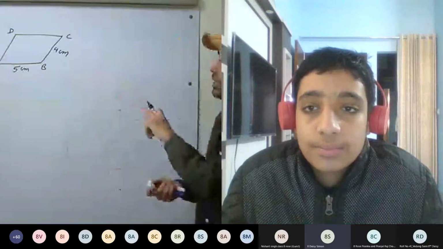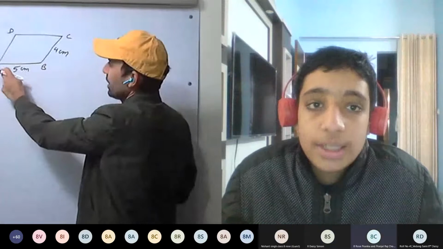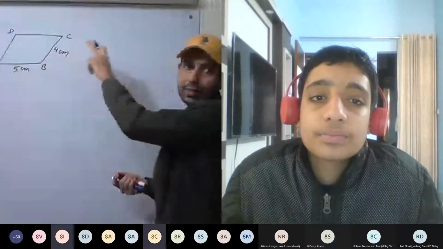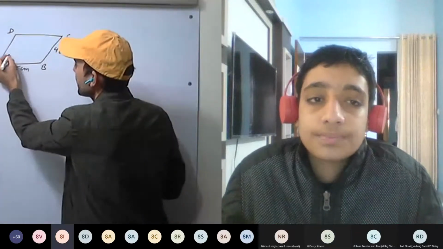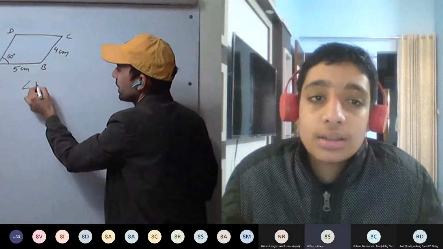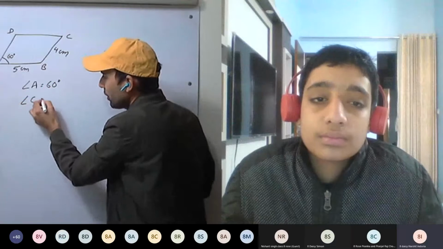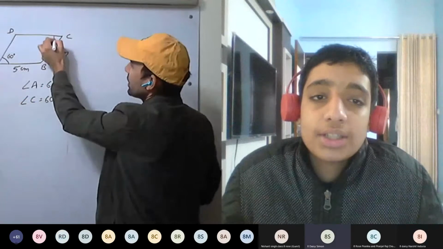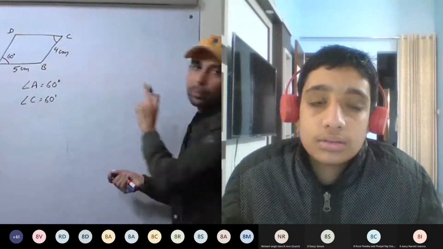What is the reason? Because opposite sides are equal. And what about AD? 4 centimeter, because opposite sides are equal. If angle A is 60 degrees, then angle C will also be 60 degrees. Reason? Opposite angles are equal in a parallelogram.